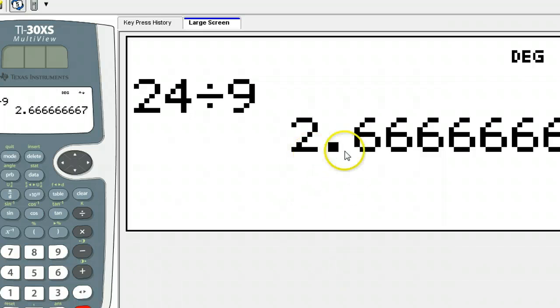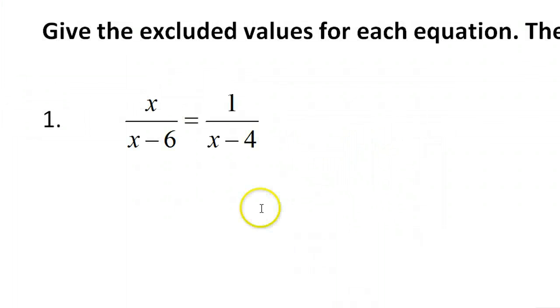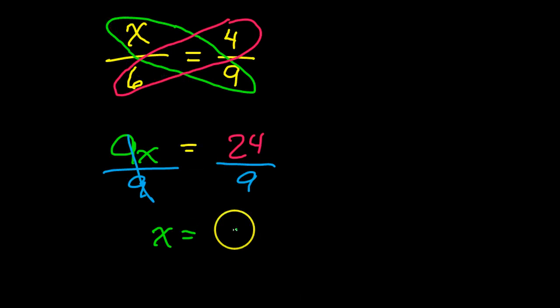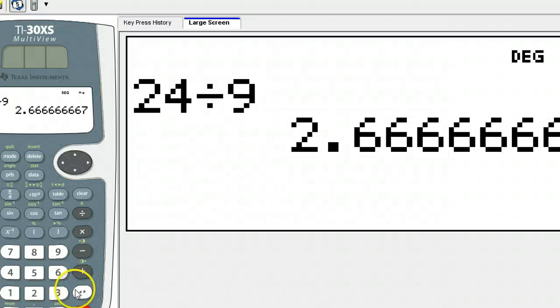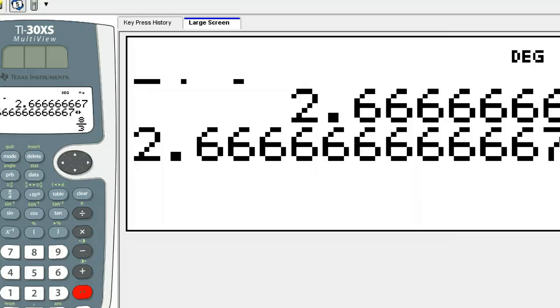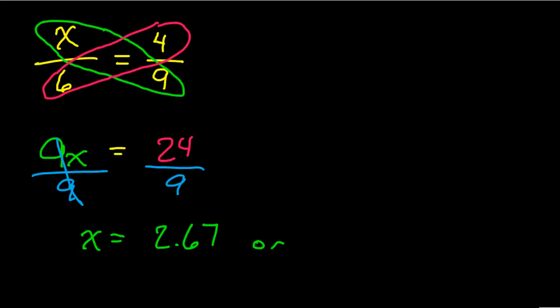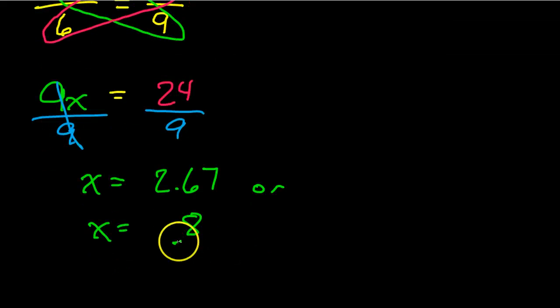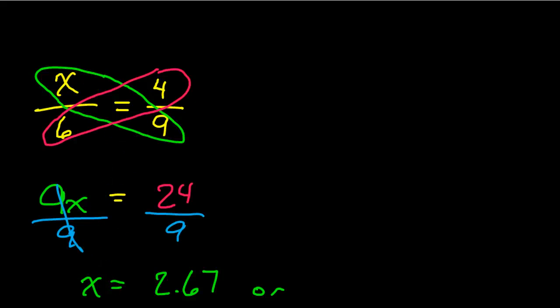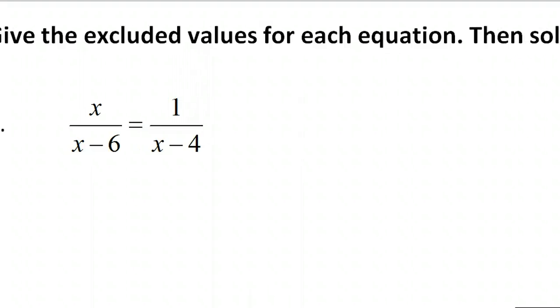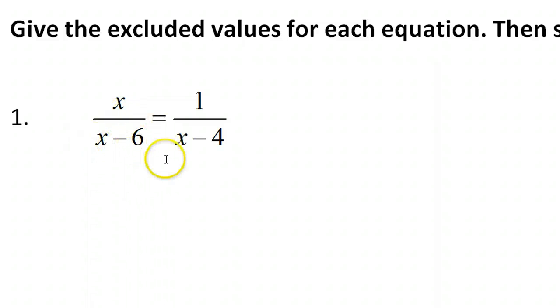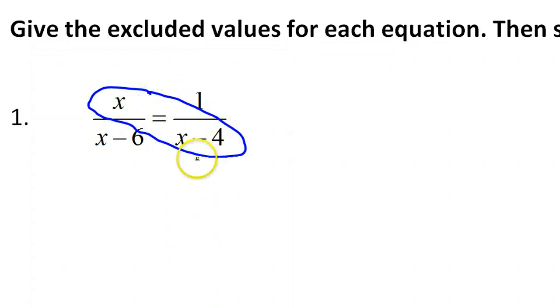okay, as a decimal is 2.67. Or as a fraction, we're talking about 8/3. Alright, cross multiplying. Now we can still apply cross multiplying to rational expressions. So I can still multiply along the diagonals and make a new equation that's valid.